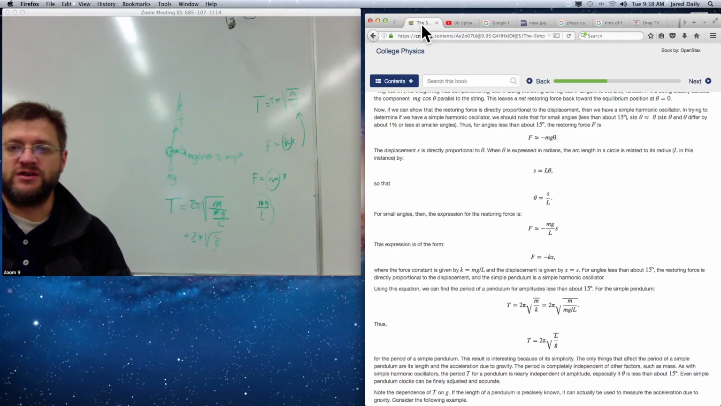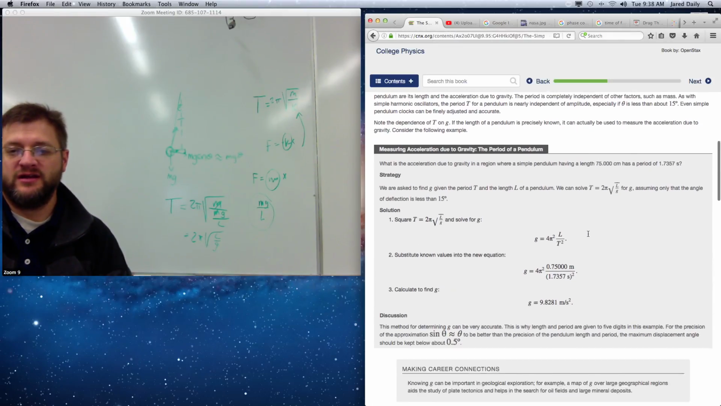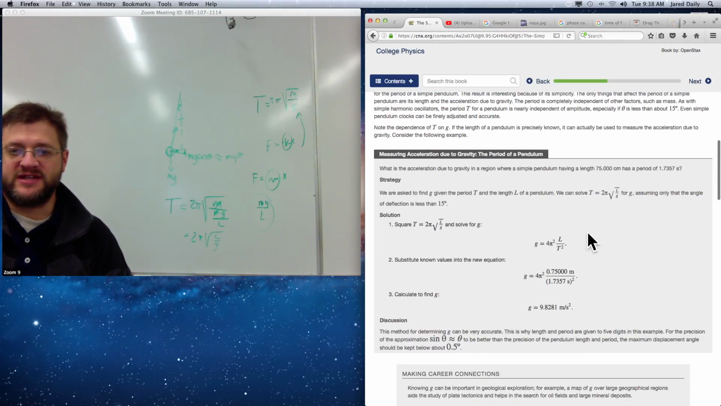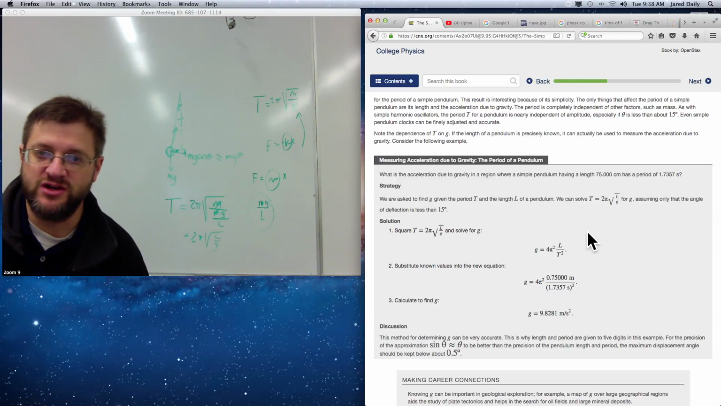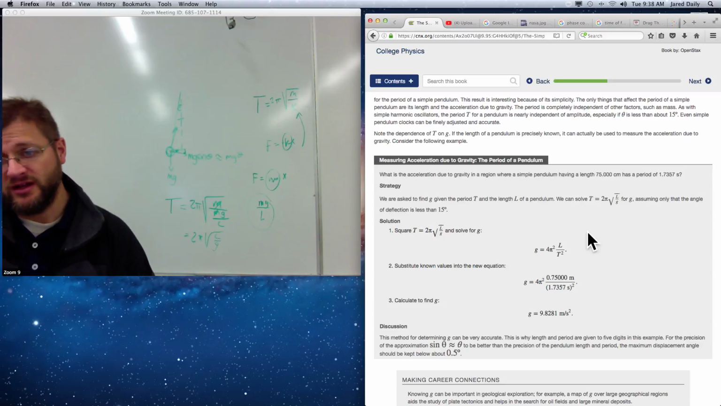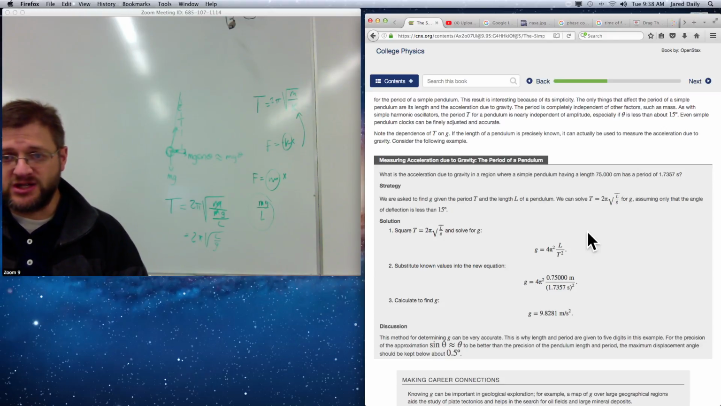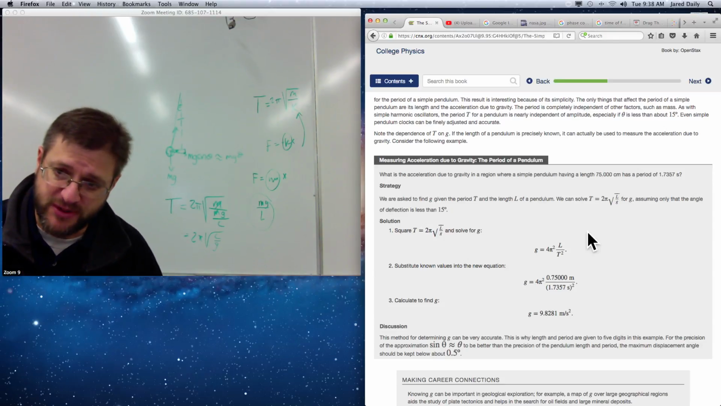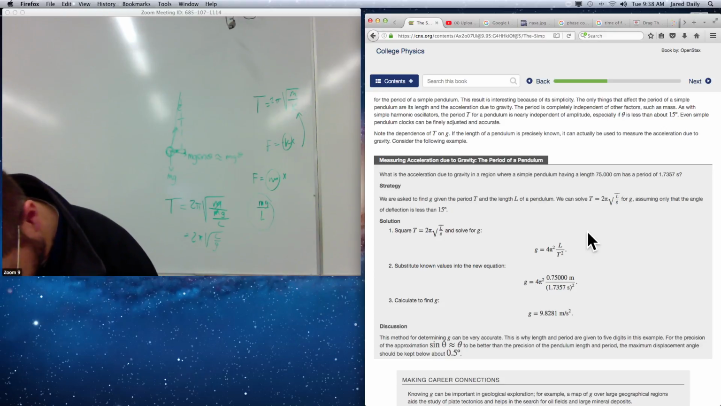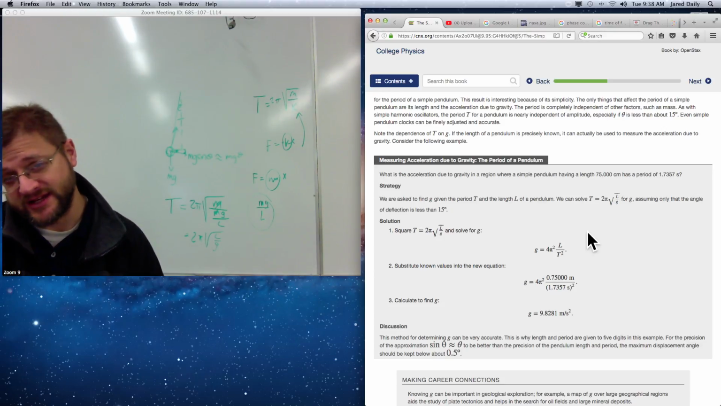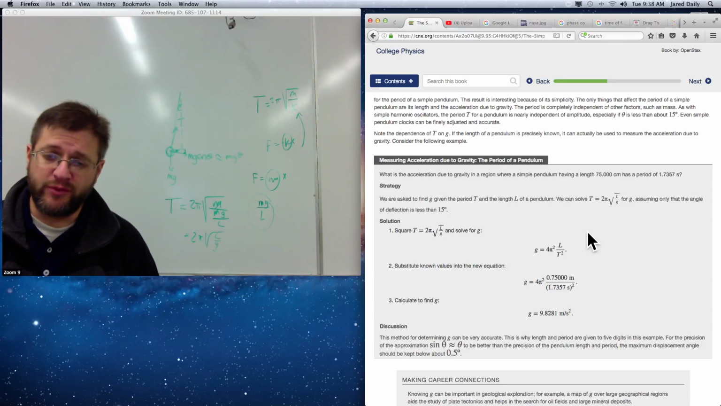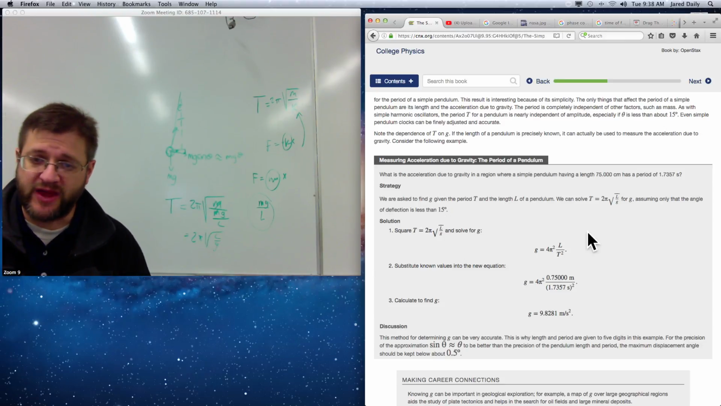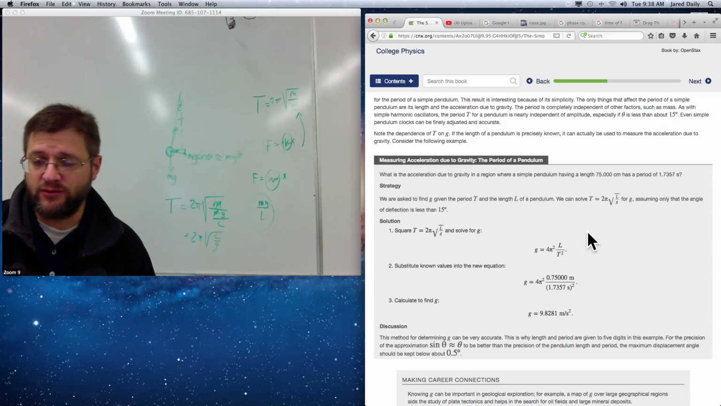By far the most interesting thing that comes out of this, and that's exactly what they do in this example in this section, where they measure the acceleration of gravity on Earth. They have a simple pendulum that has a length of 75 centimeters and its period is 1.7357 seconds, measured very precisely. They rearrange the equation to calculate g, and they get a g of 9.8281 meters per second squared on Earth.